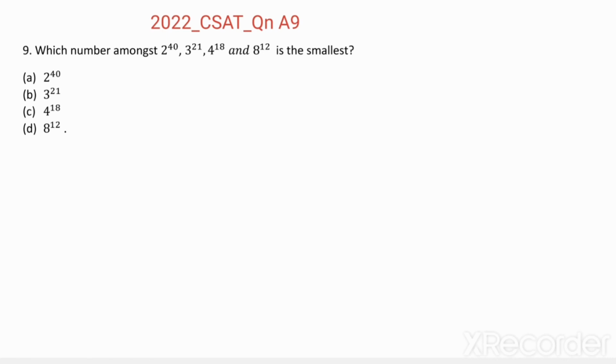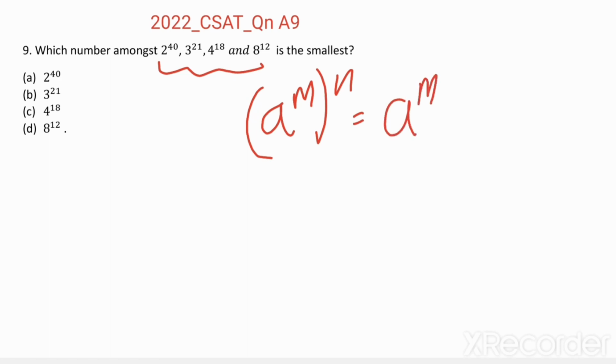Question number 9. Which number amongst 2 power 40, 3 power 21, 4 power 18 and 8 power 12 is the smallest? So here we want to find smallest among these 4 numbers. So before solving this question, we need to know a power m all power n equal to a power m into n.